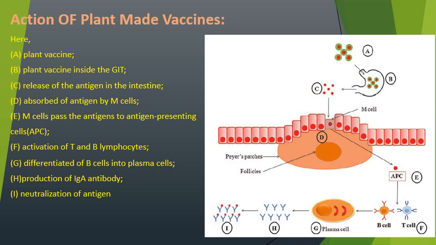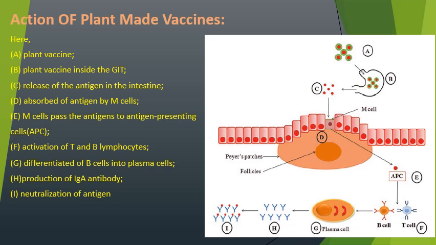Now we will talk about how plant vaccines work, what is the methodology or mechanism of plant vaccines and how they function. Here are the steps involved in this diagram. Plant vaccines are taken by oral consumption, and these plant vaccines go into the gastrointestinal tract, and there the other tissue of the plant will be digested.